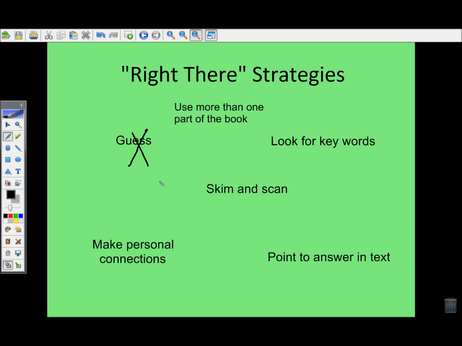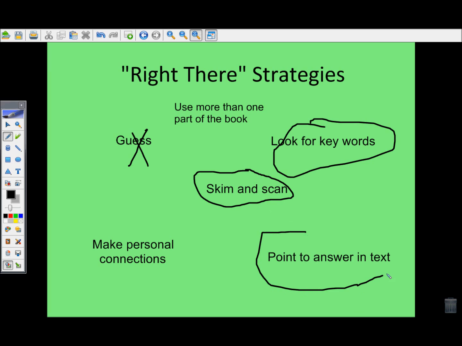What do you do first after you read those questions? You said look for the keywords. You're absolutely correct. You want to use those as your scavenger hunt. Then you want to skim and scan through the story and find those keywords. Once you have found those keywords, you can point to the answer right in the story, just like I started doing by drawing arrows.